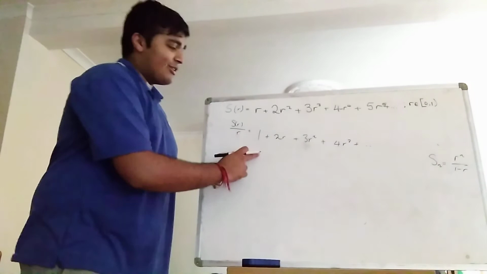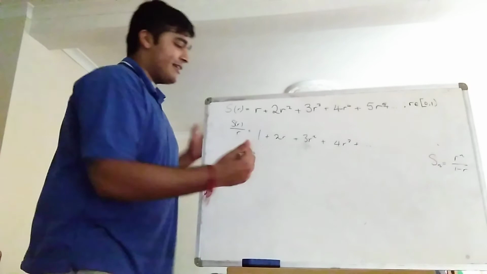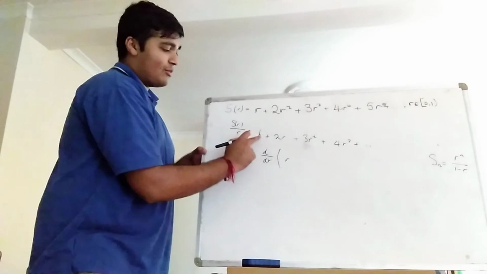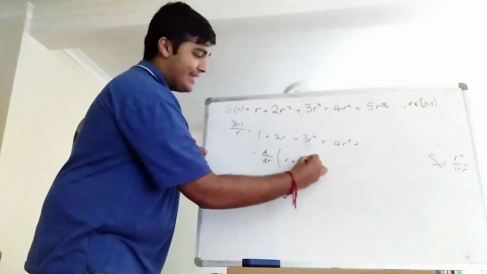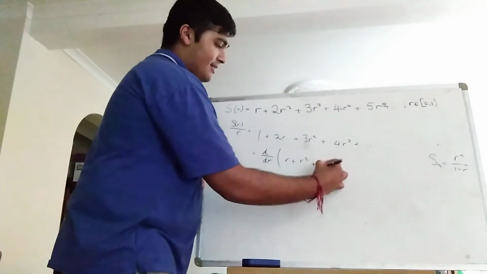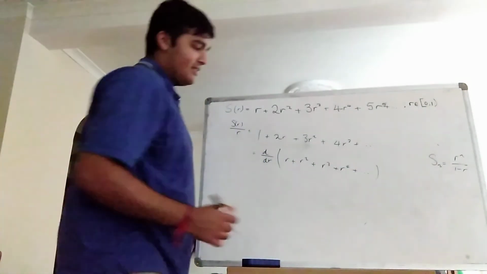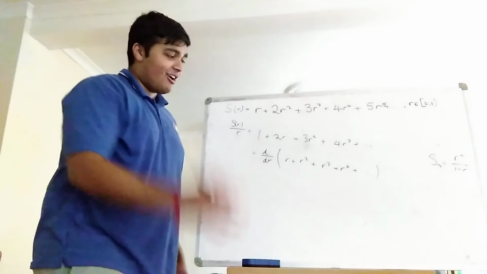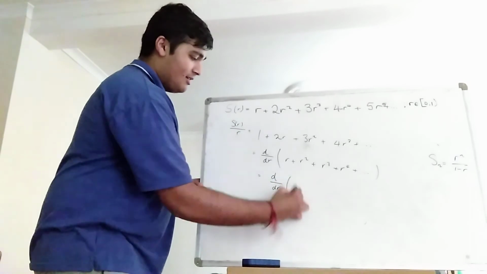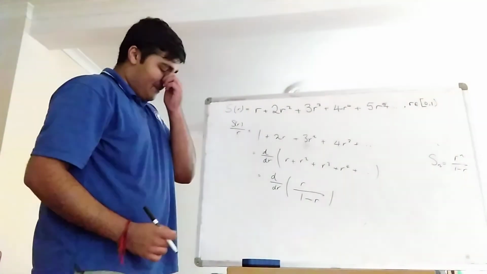Now, if you look at this long enough, perhaps you'll notice it, but this is actually an exact derivative of something very nice. d/dr of r. If I differentiate r, I get 1. If I differentiate r squared, I get 2r. If I differentiate r cubed, I get 3r squared. If I differentiate r to the 4, I get 4r cubed, and so on. This is precisely S1. r plus r squared plus r cubed, and so on. So this is nothing but d/dr of, back using our formula again, r over 1 minus r.